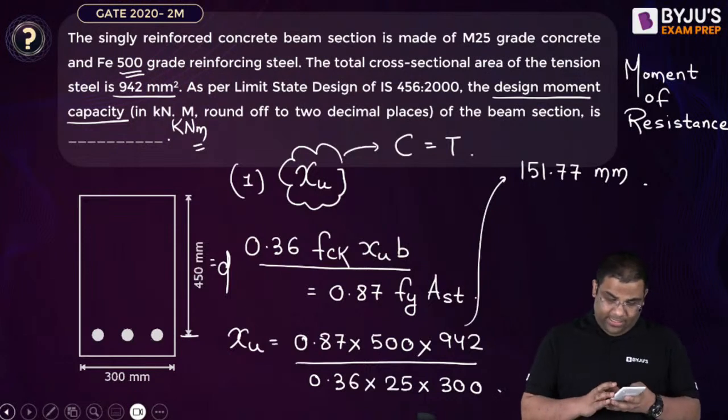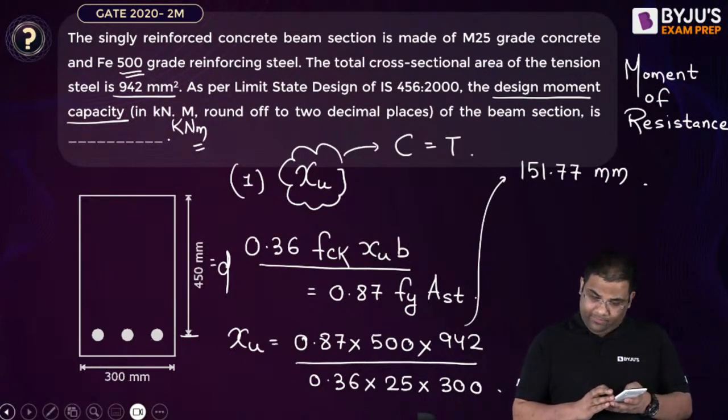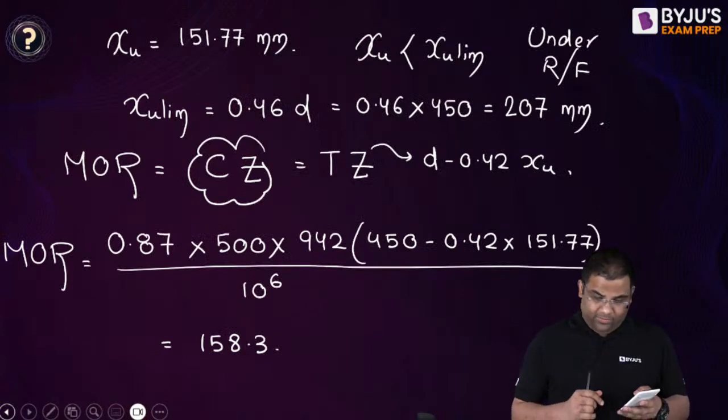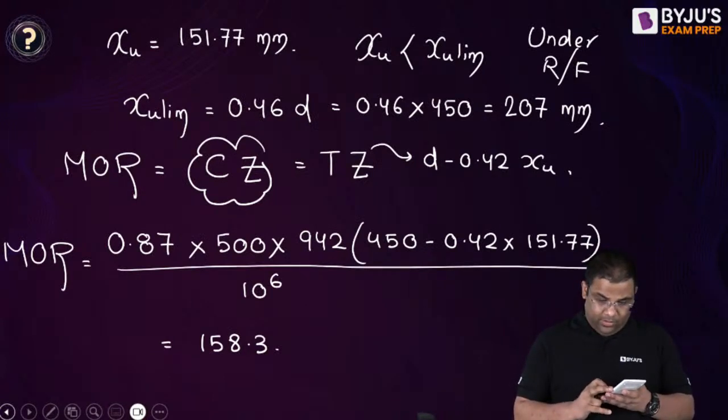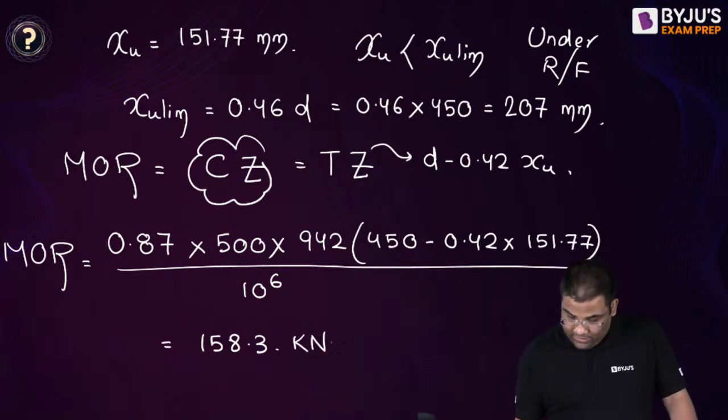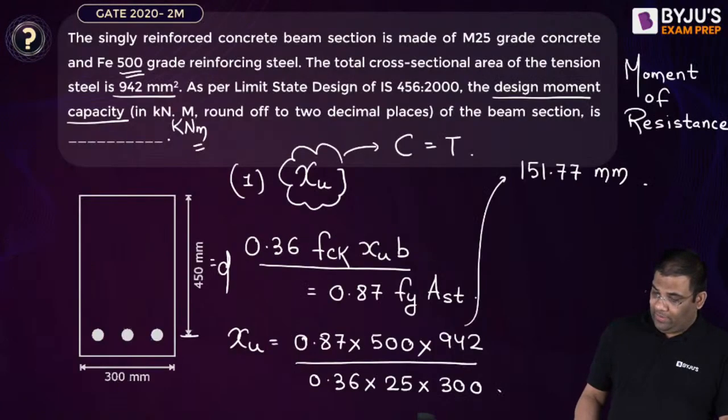158.3. Some problem I am feeling. Let me check this calculation. 0.87 into 500 into 942 divided by 0.36 FCK, then B. 151.76, that is correct, into 0.42 minus 450 into 942 into 500, 0.87 FY. Yeah, you are getting this value, 158.3 kilonewton meter. Okay, understood, very straightforward question.